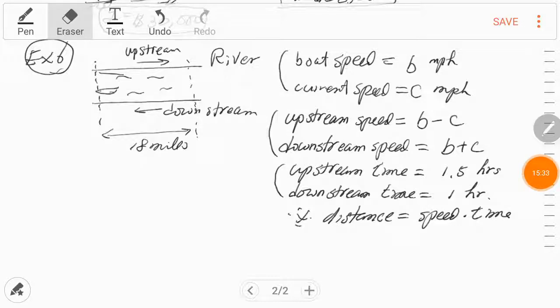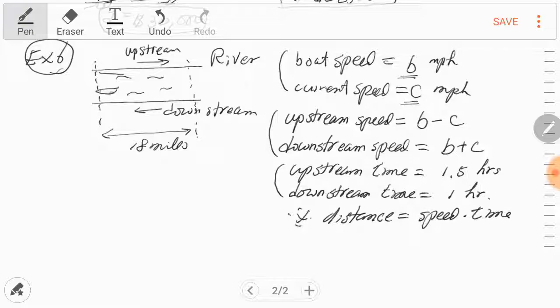Okay, this word problem is related to speed. Okay, so you're running a boat, so you are going upstream for 18 miles and downstream for 18 miles. And your boat speed is constant, so let's say your boat speed is b miles per hour, and the water speed, the current speed is, let's say, c miles per hour. So b represents the boat speed, c represents the current speed.